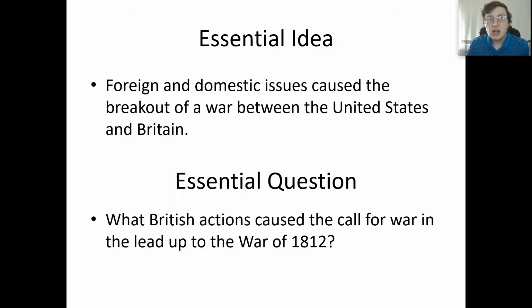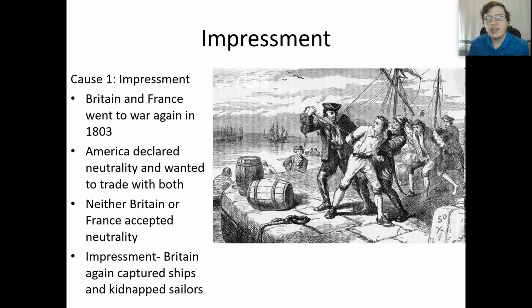For your essential question, you're going to be determining what the British actions were that caused the call to war. The first cause that we're going to see is the concept of impressment, an issue that we've discussed several times so far in this class. When Britain goes to war with France in 1803, they are going to continue to use the system of impressment against American sailors. We had already declared our neutrality, and we stated that we were not going to end up joining either side, but we would trade. Neither side of the war accepted this, however, and wanted us to pick a side. When we didn't, they decided they were going to kidnap our sailors and use them in the war.